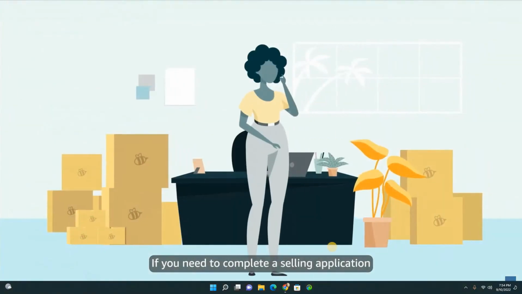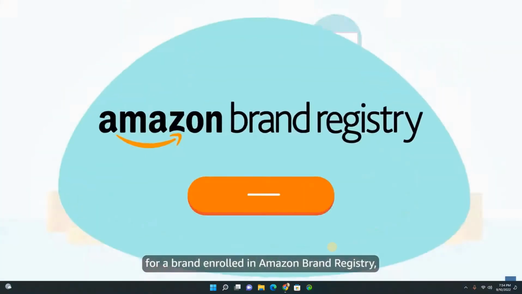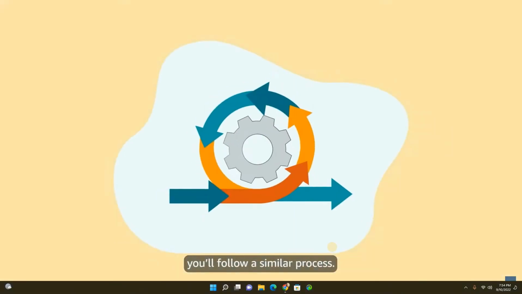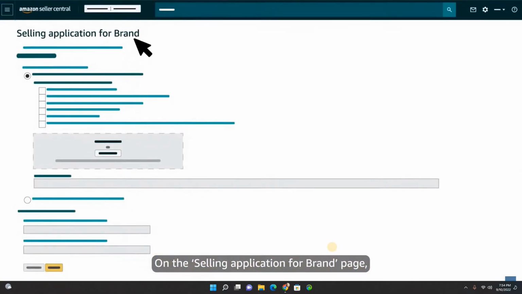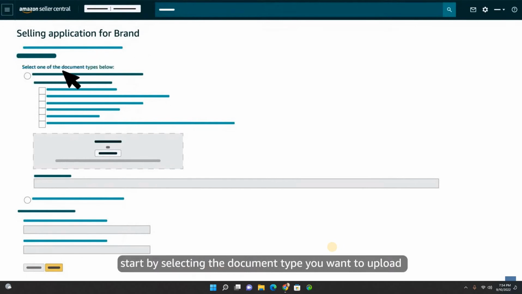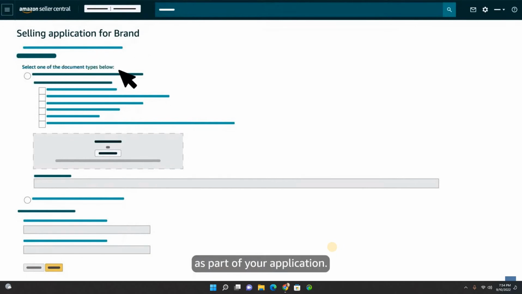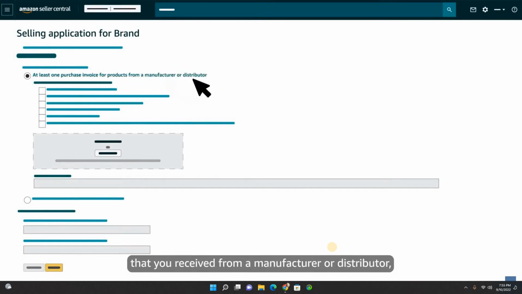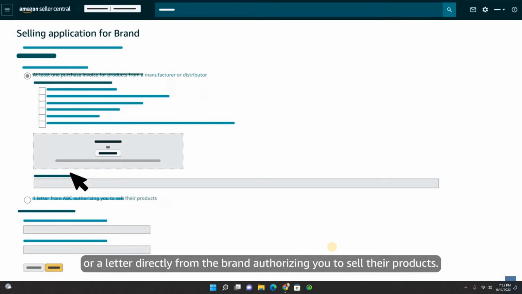If you need to complete a selling application for a brand enrolled in Amazon Brand Registry, you'll follow a similar process. On the Selling Application for Brand page, start by selecting the document type you want to upload as part of your application. You may upload either a purchase invoice for products from the brand that you received from a manufacturer or distributor, or a letter directly from the brand authorizing you to sell their products.